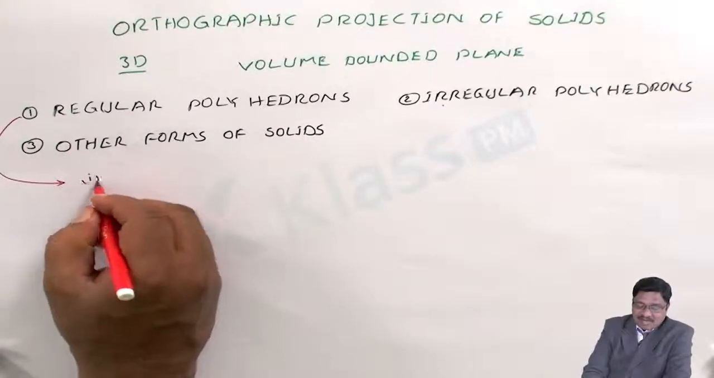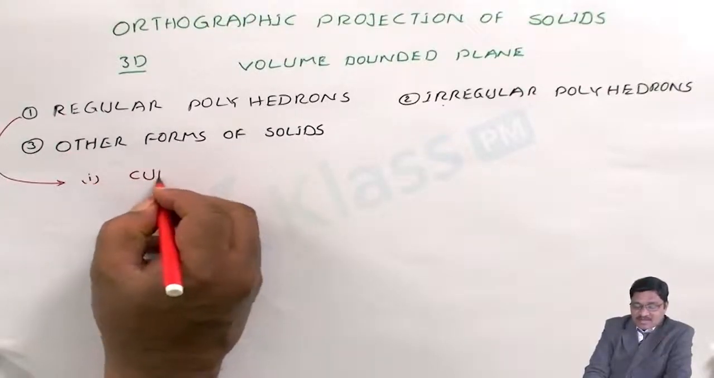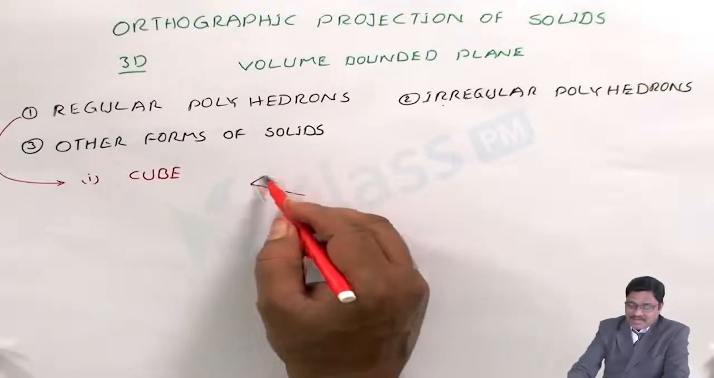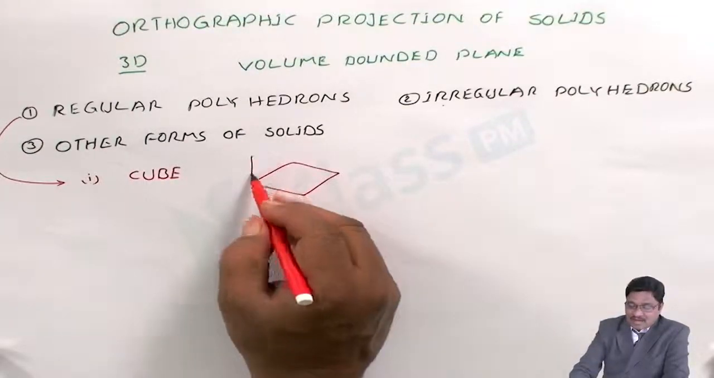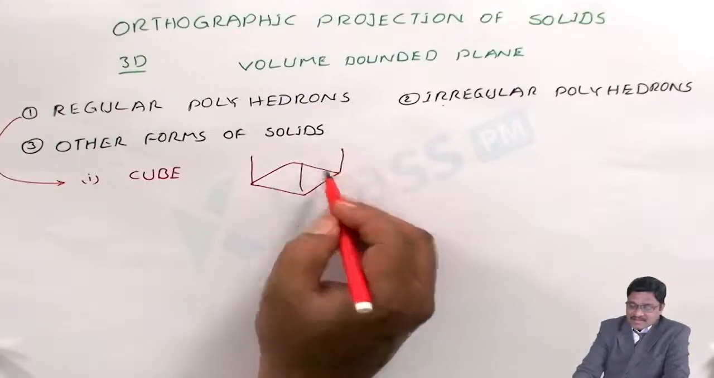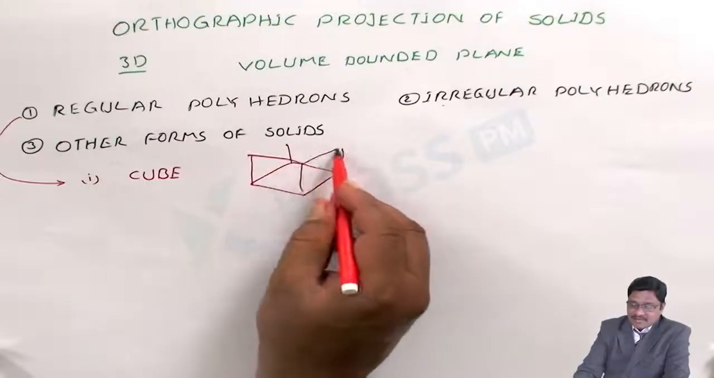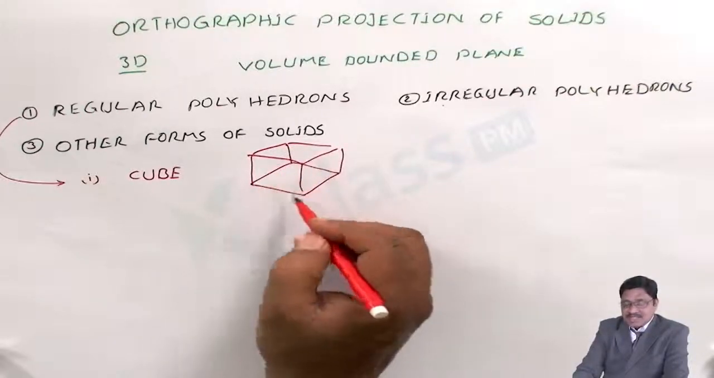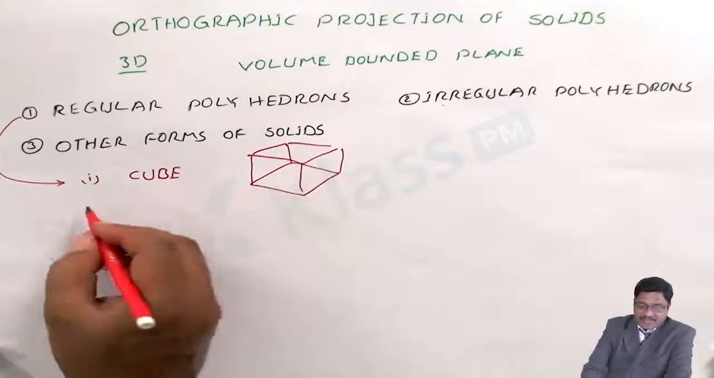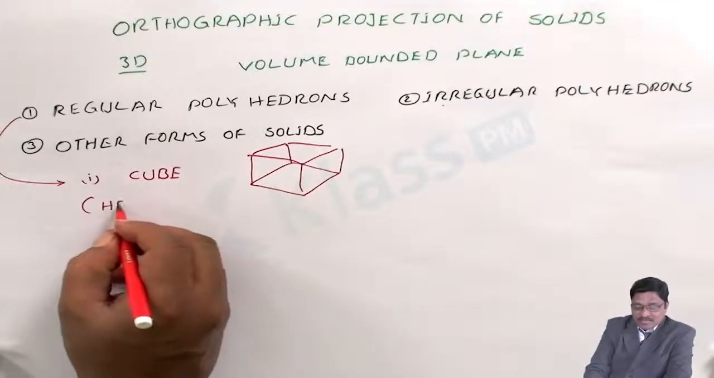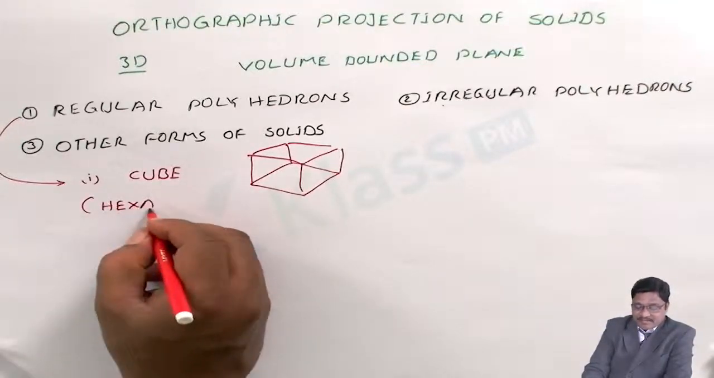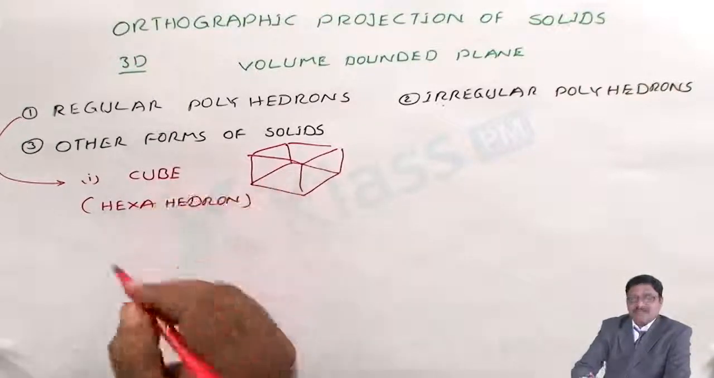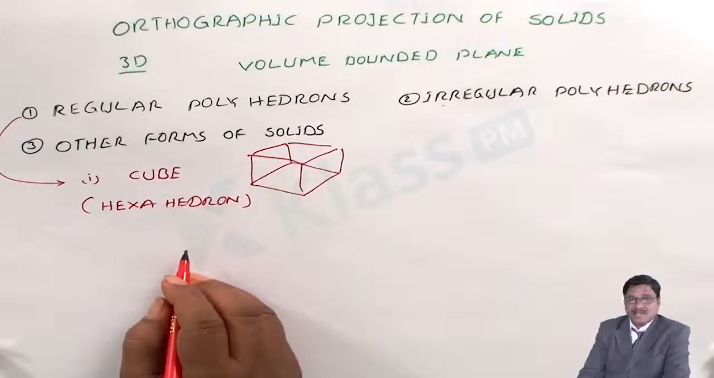One example we can consider is a cube. The base is a square, all the lateral surfaces are also squares, and the top is also a square. Since it has six surfaces, the other name of the cube is hexahedron. Hexa means six surfaces together forming the solid.